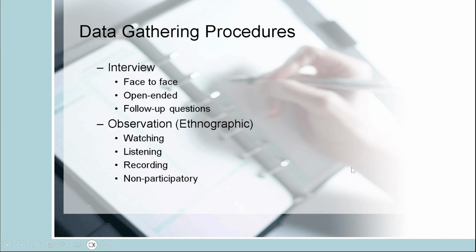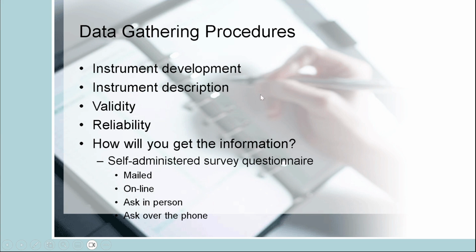You would have the instrument development, the instrument description, the validity, and the reliability. How will you get the information? A self-administered survey can either be mailed, online using Google Forms, or asked in person, meaning you interview the person, especially if you are using a qualitative type of research. Then you will probably do an interview, a closed door or conference interview, or ask over the phone. The last two items are commonly applied in qualitative research.